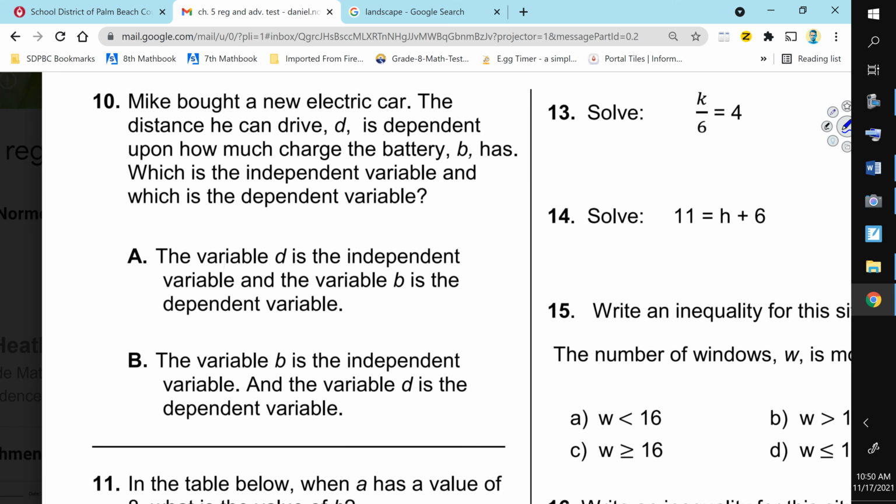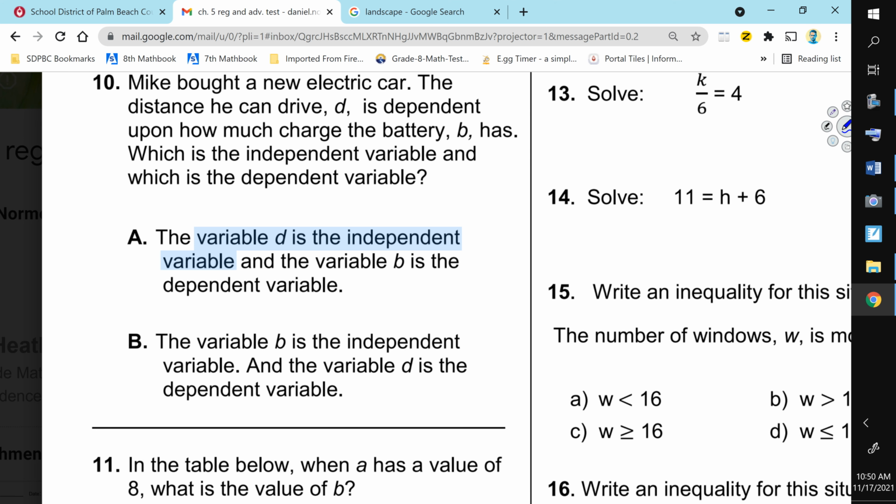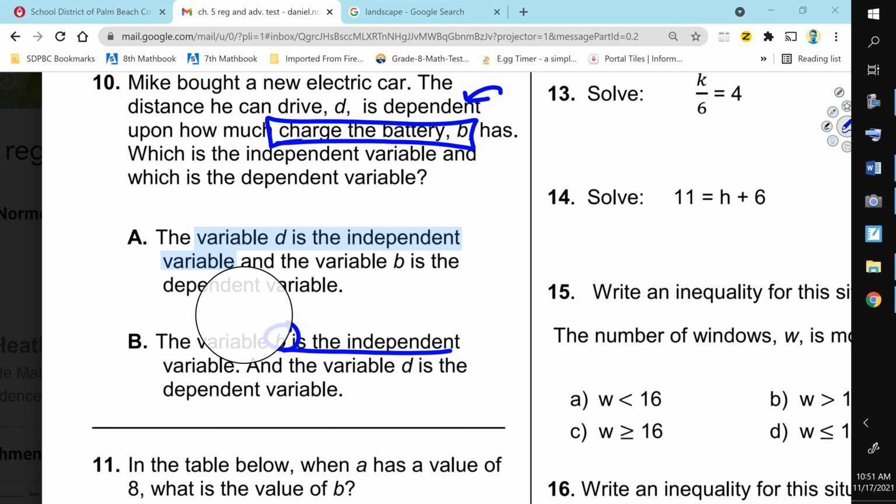On the back, number 10, Mike bought a new electric car. Okay, for this one, since it's only 2 options, you've got to charge the battery before you can figure out how far you can drive. So the distance is dependent upon the charge. So the charge is what's going to happen first. That's the independent. So B is the independent. That's why the answer was B.